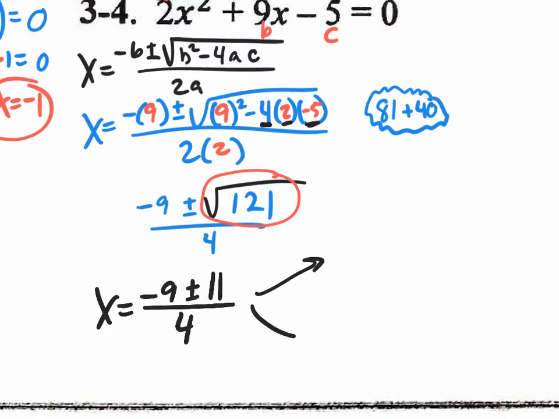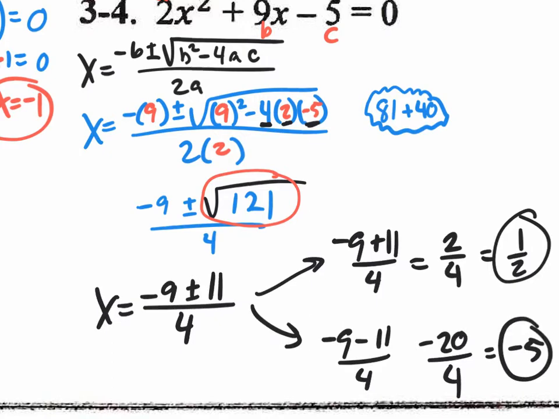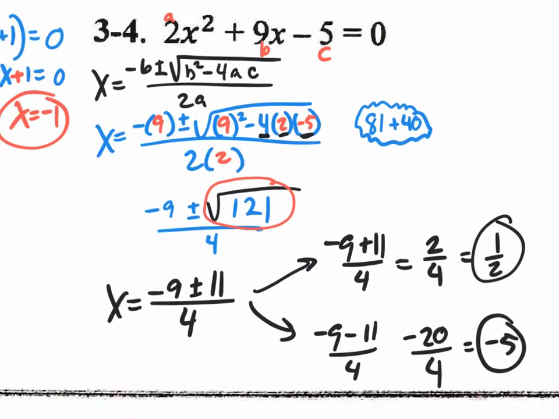And we know that that produces two separate answers. Negative 9 plus 11 divided by 4 and negative 9 minus 11 divided by 4. Negative 9 plus 11 is 2 over 4. And 2 over 4 is 1/2. And that's one answer. Negative 9 minus 11, that would be negative 20 over 4. And negative 20 divided by 4 is negative 5. And that's another answer. Those are your two answers for this question.